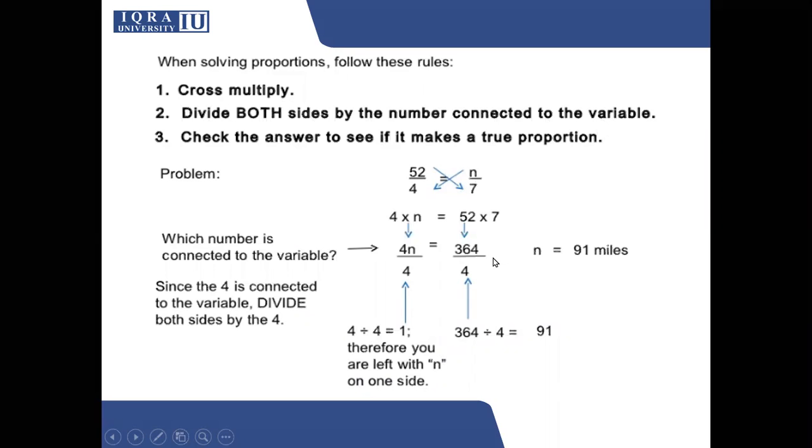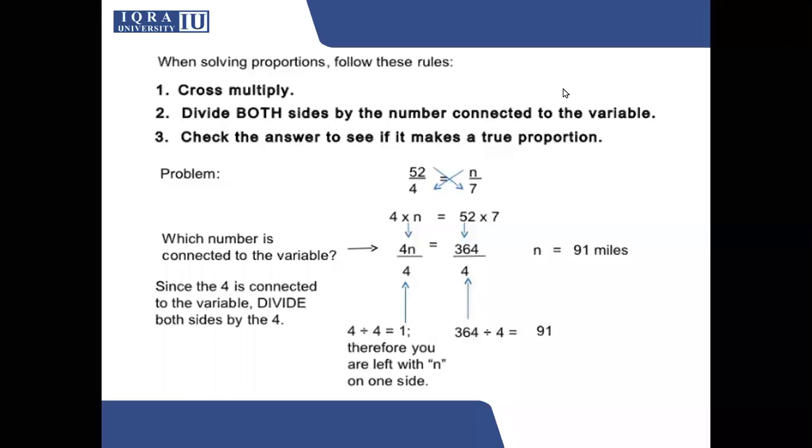If you have any experience in working out equations, you'll know that in order to take out this 4, you have to divide both sides by the number 4, right? So you divide 4n by 4 and you divide 364 by 4 and you get 91. So basically the value of n is 91. So what this means is that he can travel 91 miles in 7 hours, right?